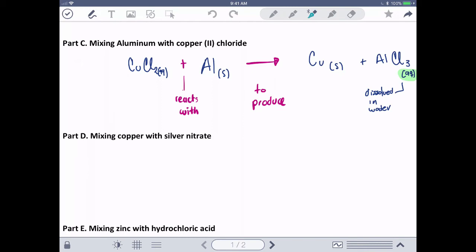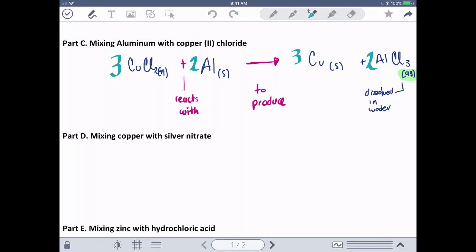But we will just look deeper into that later on. So I have to level out my amount of chlorine, so I'm going to use a coefficient of 2 over here, and that gives me a total of 6 chlorine. Then I'm going to use a 3 over there to get 6 chlorine there, which changes the amount of copper, so I'll have 3 copper there. Because of the 2 aluminum, I need a coefficient of 2 here.